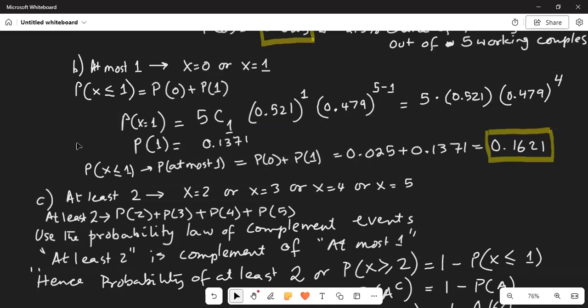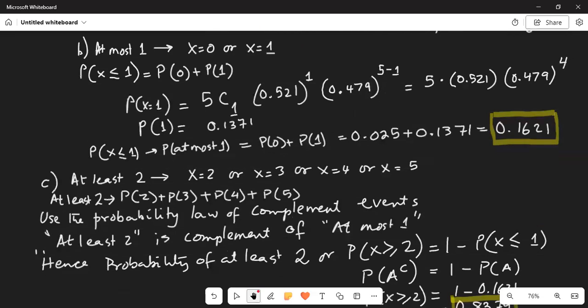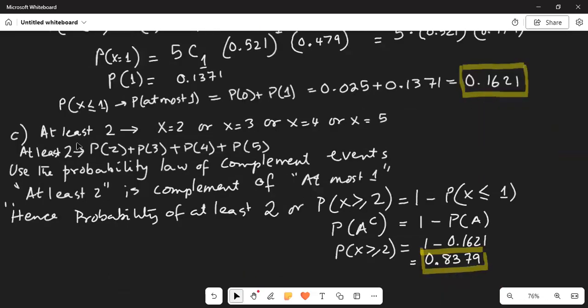Next, they're asking at least 2. That means 2 and above. You have to think of the complement event of 2 and above. What is the opposite of that? That is 0 and 1. Then we use the law of probability of complement events. So probability of the complement event is 1 minus probability of the other event. In this case, probability of x greater or equal to 2 is 1 minus probability of x less or equal to 1, which we found in part B, and that is 0.1621. So hence the probability of x at least 2 is 1 minus 0.1621, which is 0.8379.